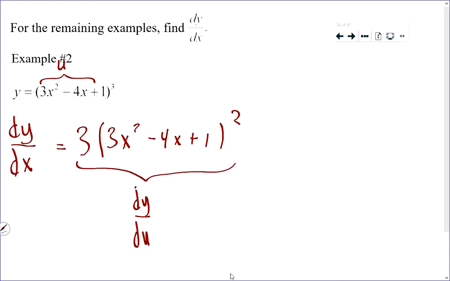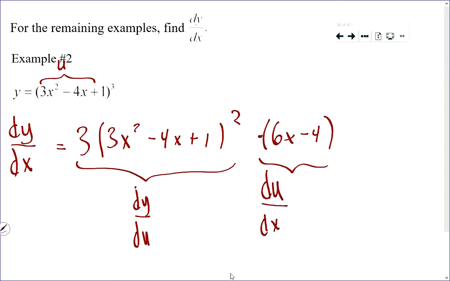dy du. It's the derivative of the entire expression with respect to u, 3u squared, multiplied by the derivative of what's inside, which is 6x minus 4. This, since what was inside was u, is du dx. And the chain rule says dy dx equals dy du times du dx. Bottom line is we're done.